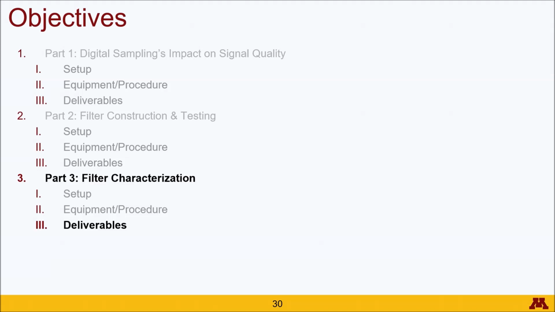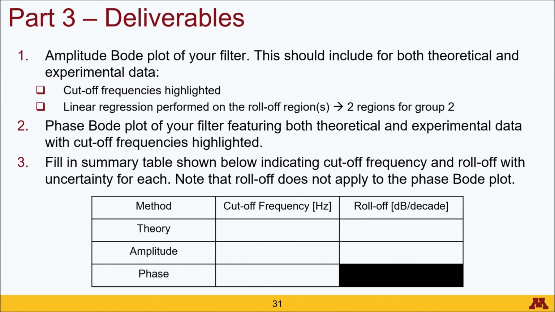All right, finishing it out with the deliverables here. What you're going to want is an amplitude Bode plot of your filter, which should include both theoretical and experimental data. And you'll want to highlight the cutoff frequencies for both, as well as the linear regression of the roll-off regions. And so for group 2, you'll actually have 2 regions to analyze. Make sure whenever you do linear regression, include confidence bands, R-square value, as well as the best fit equation on your plots, which can get a little bit compressed, so make sure you're strategic about your formatting.